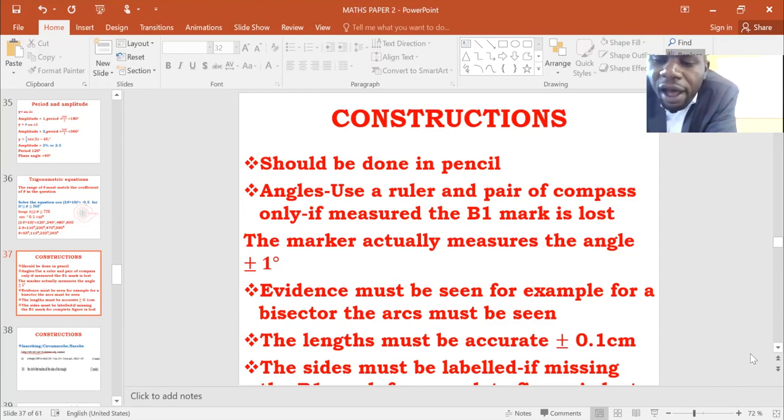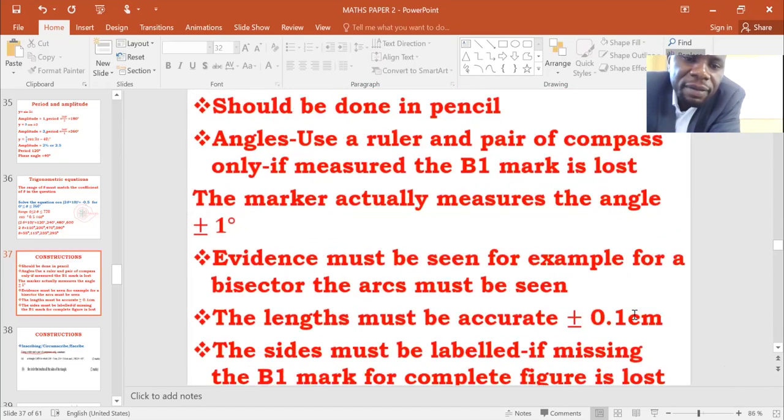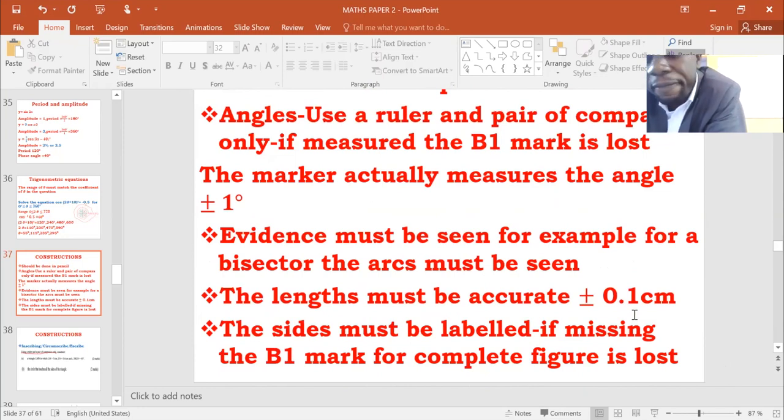And then some people will construct a triangle that is very complete, and then they fail to label. You're supposed to construct triangle ABC. You do it very well. You construct the angle, measure the length correctly. Angle, the mark is awarded. The length, the mark is awarded.